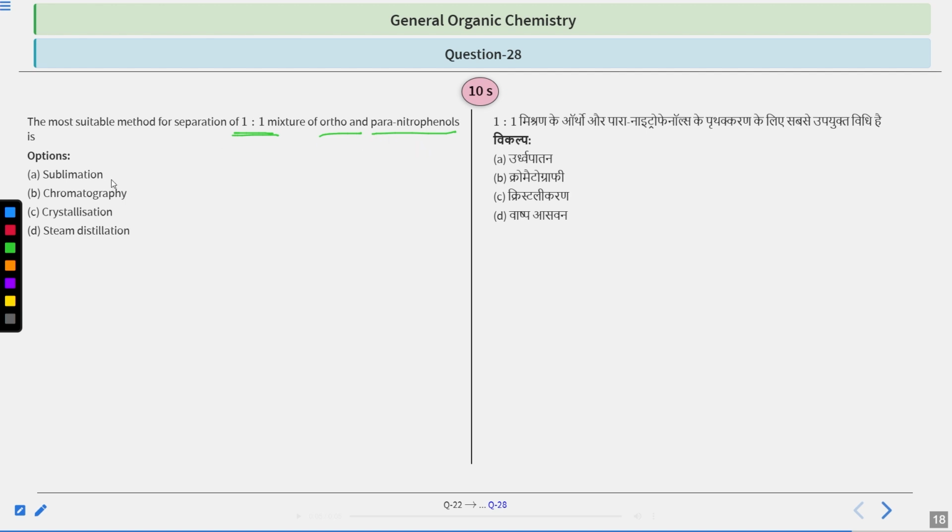Options are sublimation, chromatography, crystallization, or steam distillation. You have 10 seconds to think about this question. After that, we will see the answer.